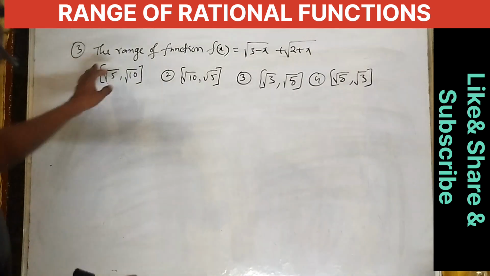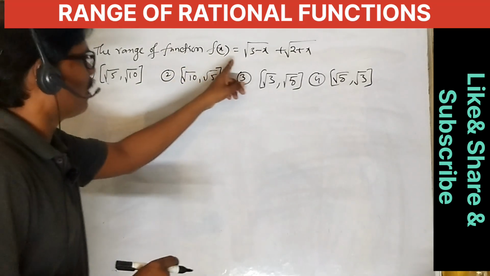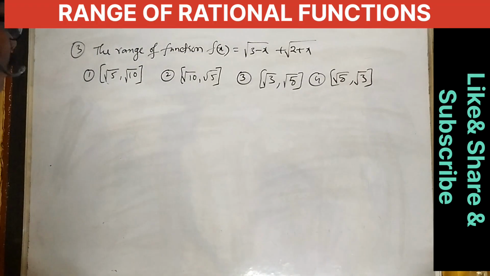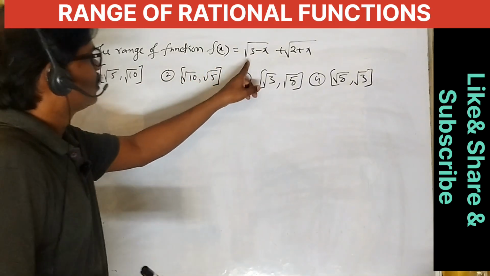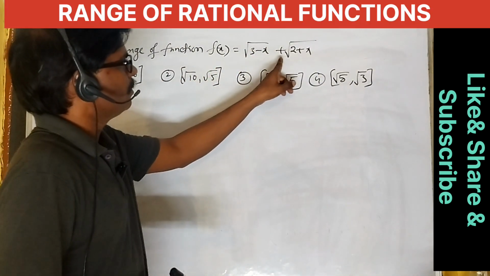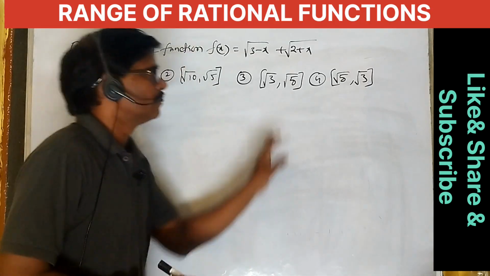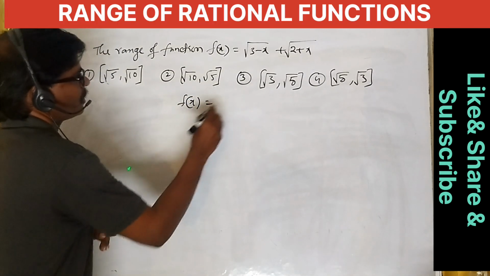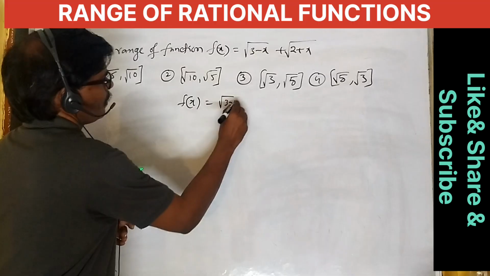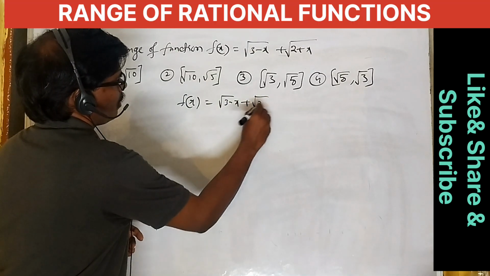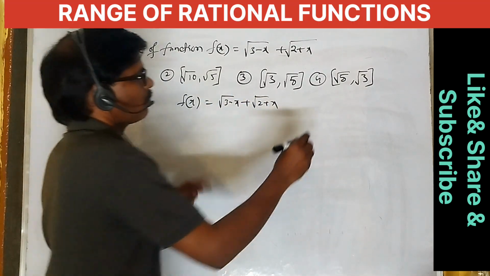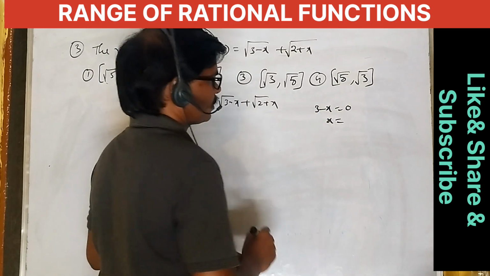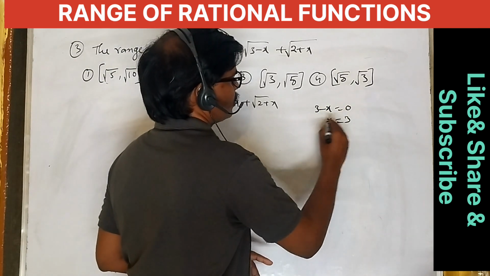Okay, this is question number 3. The range of the function f(x) = √(3 − x) + √(2 + x). This is our function. Both terms must be non-negative, so 3 − x = 0 means x is equal to 3.